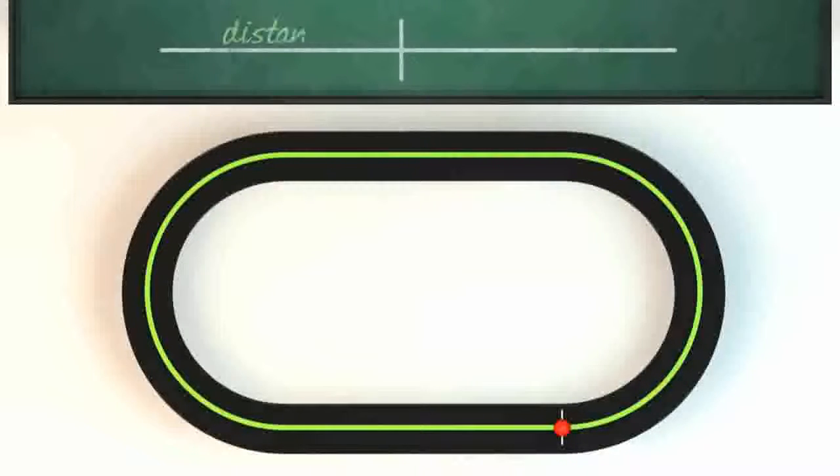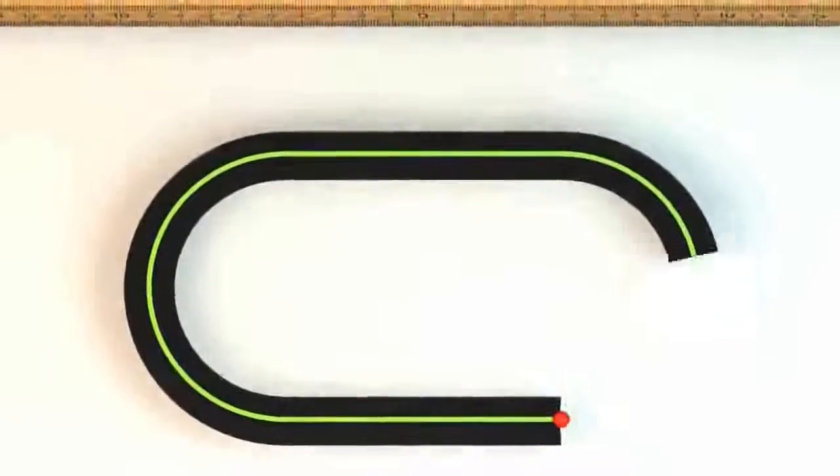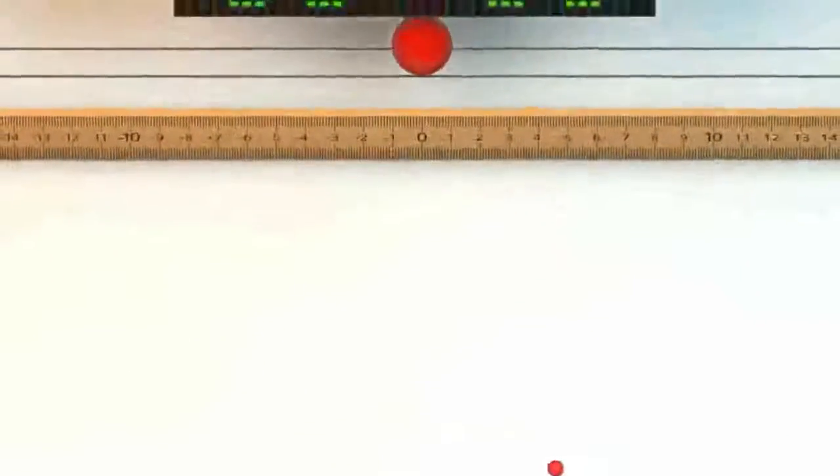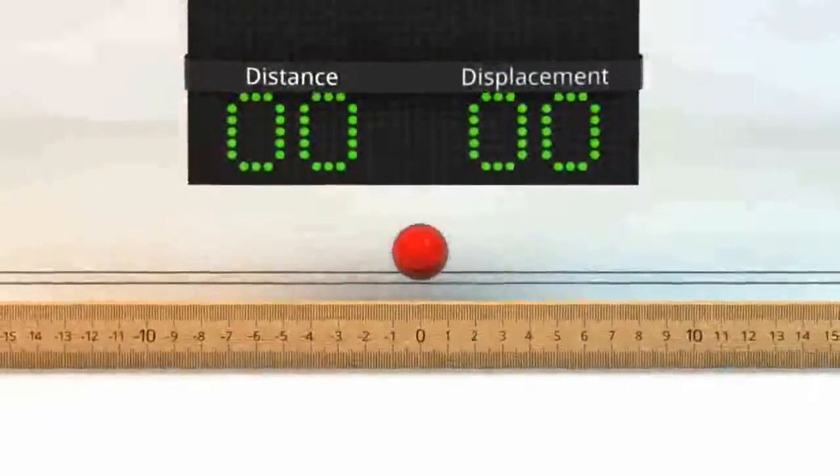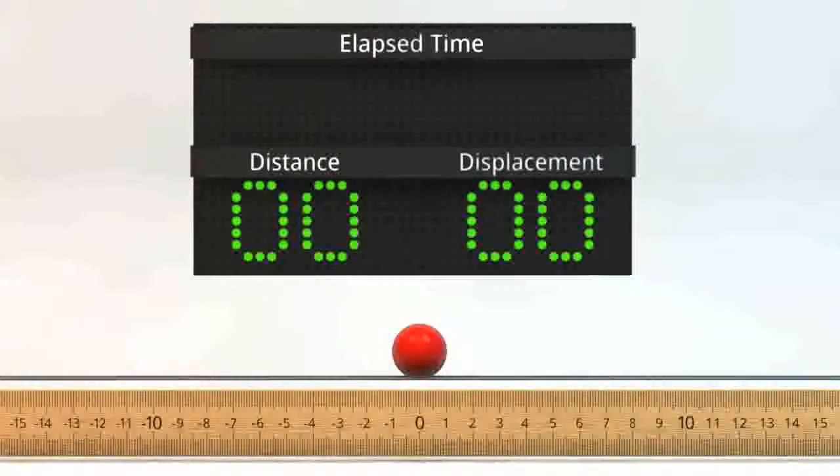After the race, the runner has traveled a distance of 1 lap, or 400 meters. The displacement of the runner, however, is 0, because the runner ended up at the exact same position as it started at, so there is no change in position after 1 lap. Now that we have a clear picture of distance and displacement, we can get into some juicier ideas.